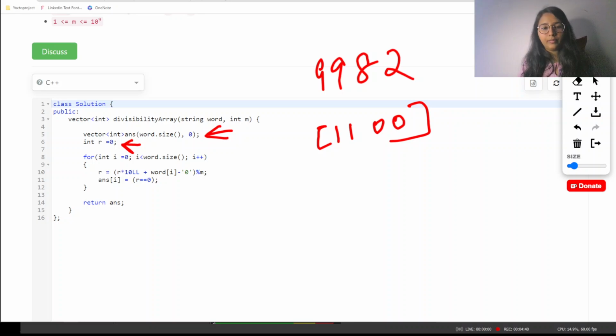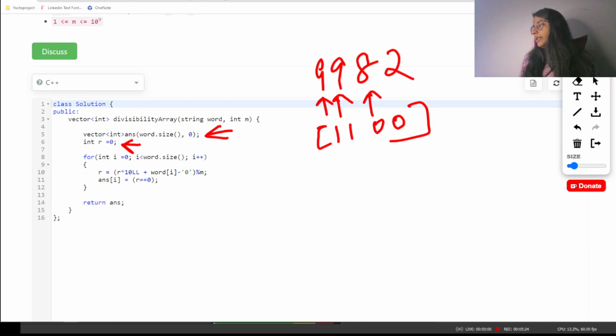Now here comes the part of how we will be solving this. For this first 9, earlier r was 0, right? So 0 into 10 plus word[i] minus '0', so that it is converted into an integer, that is 9. So 9 modulo 3 would be 0, right? If r equals 0, then 1 would be put into our answer[i]. If it is not the case, then 0 would be put into the same. Then comes the next 9. Earlier r was equal to 0, and we add that 9 into the same, and again the same criteria applies.